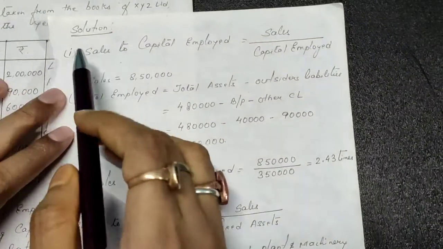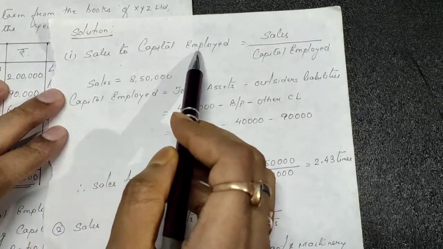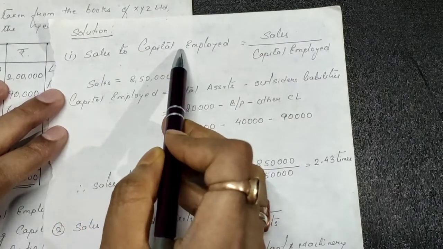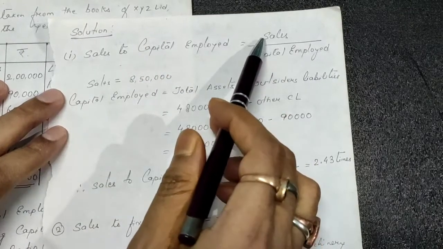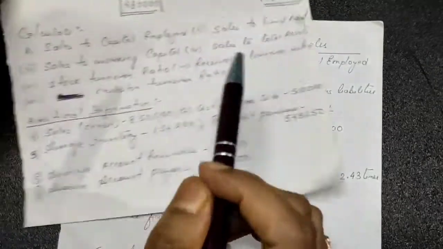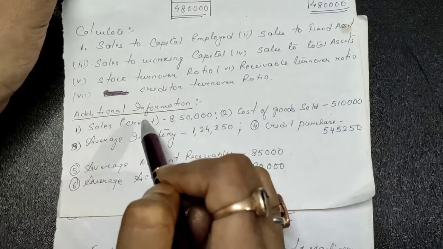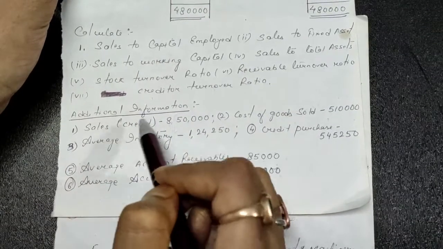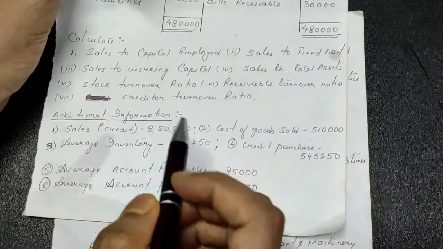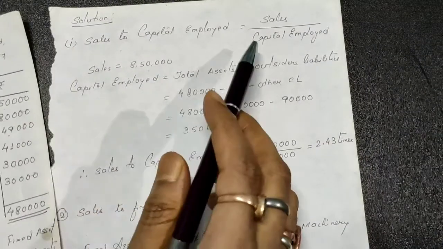So here you see the first formula, sales to capital employed. Students, see the formula is mentioned here only itself. Sales to capital employed means sales divided by capital employed. Now sales, you can see in the question, sales is given directly. In the additional information you see point number 1, sales bracket credit. Though it is given credit, it doesn't matter. We will be taking this into consideration because there are no other entry for sales in the entire question. So our sales amount will be 8,50,000. That's what I wrote here. You see sales, and then capital employed.